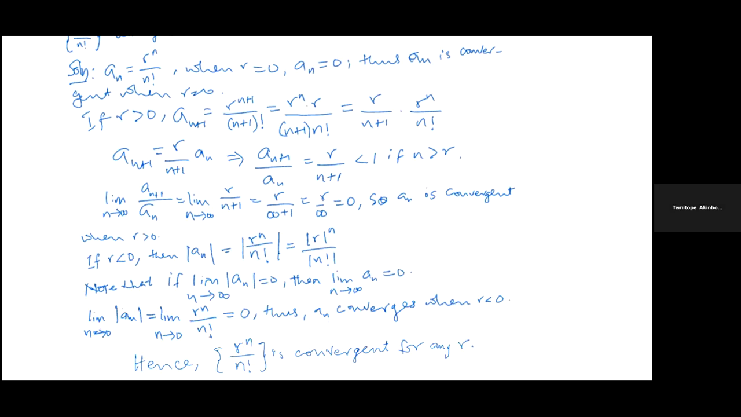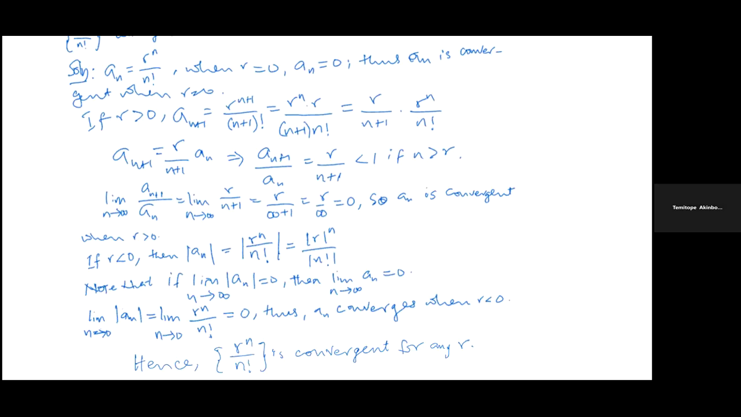times n plus 1. Now we have used the definition of n factorial, which means n times n minus 1, n minus 2, and so on. So n plus 1 factorial will now be n plus 1 times n plus 1 minus 1 factorial, and that will give us n factorial. So if you rearrange it, R raised to power n over n factorial times R over n plus 1 will give us this term. This is R raised to power n over n factorial.